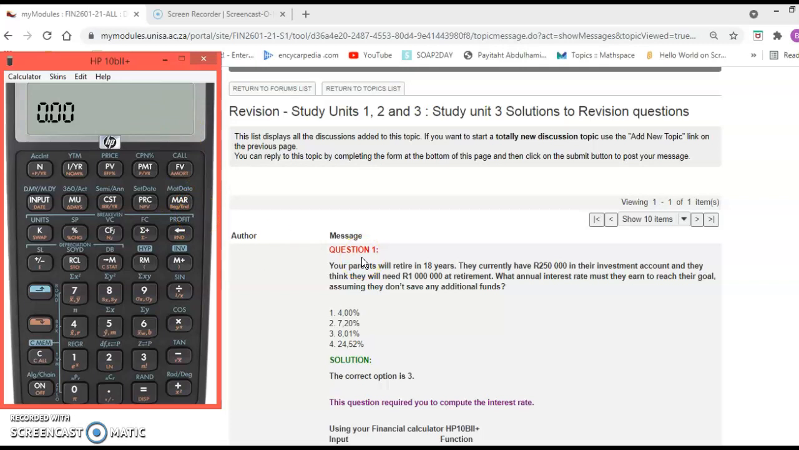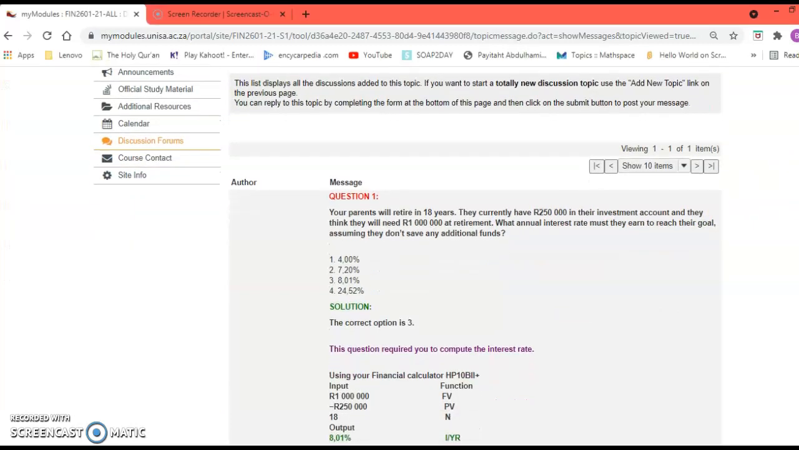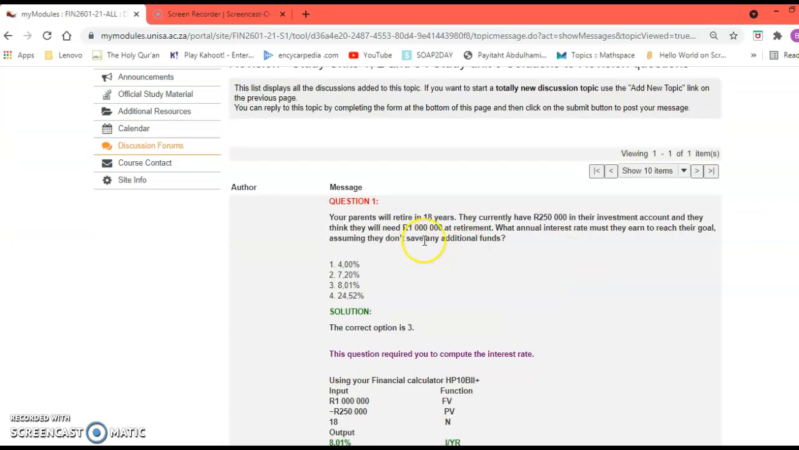So question number 1: your parents will retire in 18 years. The first part of the question that we have is N, which is 18. It is important to see how many times per year interest is paid, as that would affect N. Then the question goes on to say they currently have R250,000 in their investment account. That would be your present value. And they think that they will need R1,000,000 at retirement. So this would be their future value.